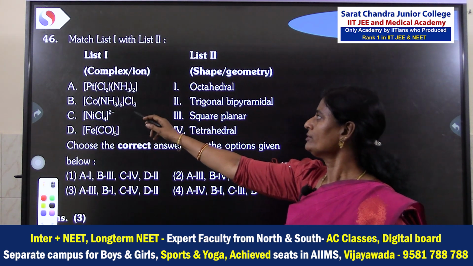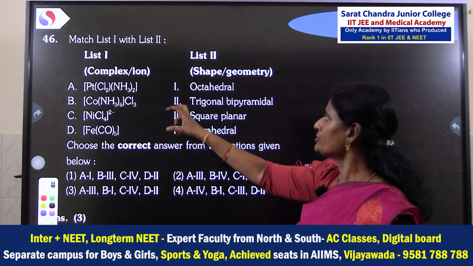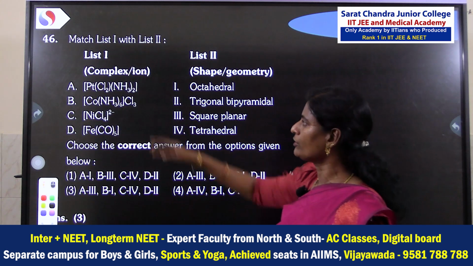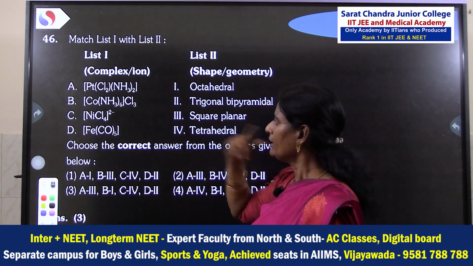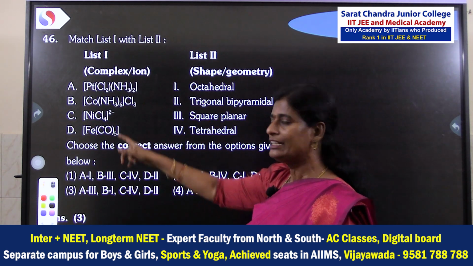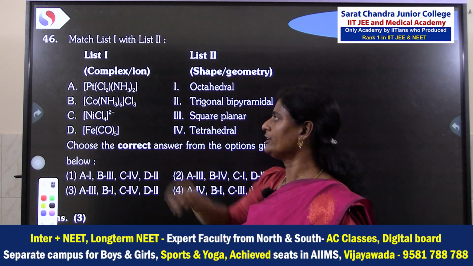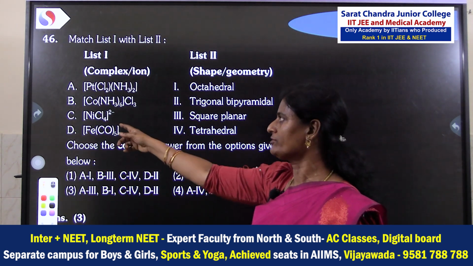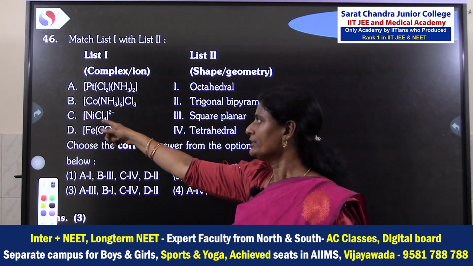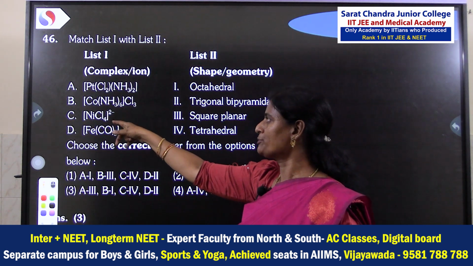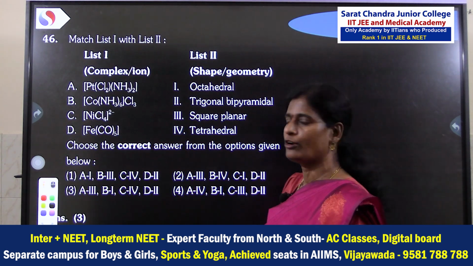Next comes Co(NH3)6 Cl3, an octahedral complex. A 6 coordinated complex means an octahedral complex, whether it is an inner orbital or outer orbital complex. And NiCl4 2-: nickel 2+ complexes may be square planar or tetrahedral, depending upon the hybridization of the central metal. Cl- is a weak field ligand, therefore nickel is in sp3 hybridization, so that is a tetrahedral complex.